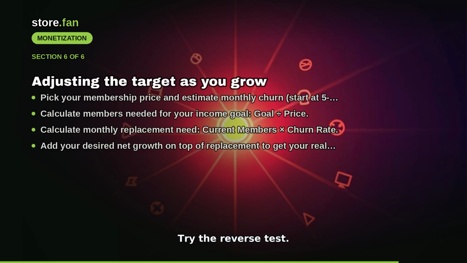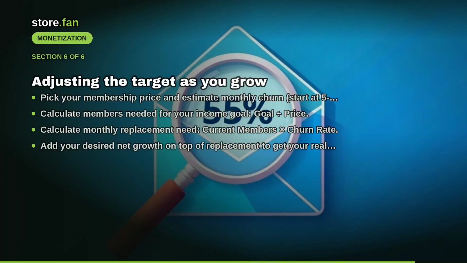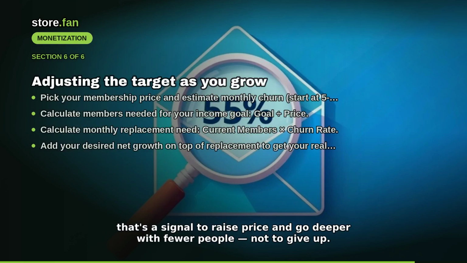Try the reverse test. If your current price makes the required member count feel impossible for your audience size, that's a signal to raise price and go deeper with fewer people, not to give up.